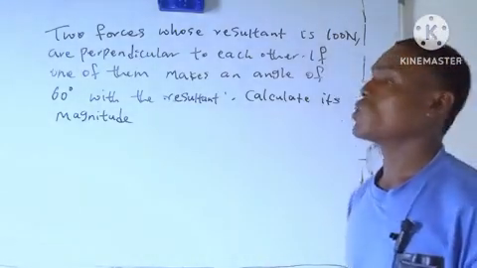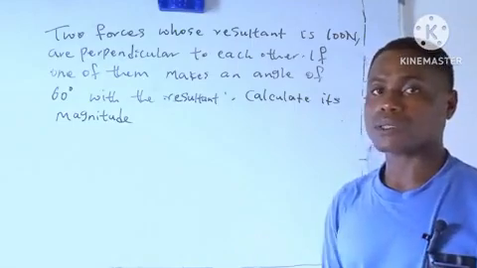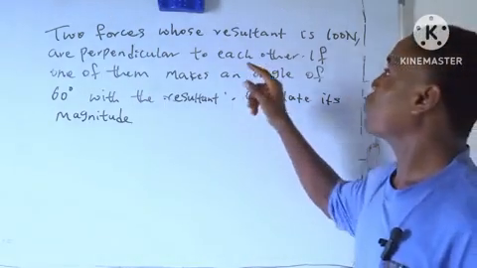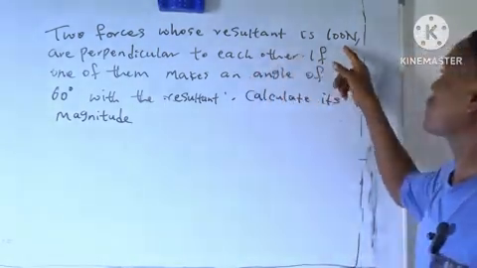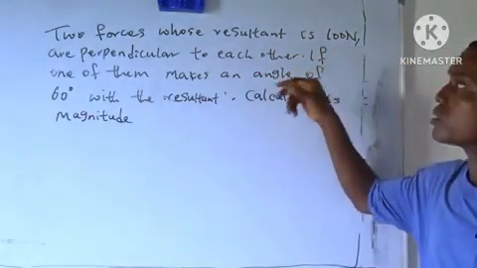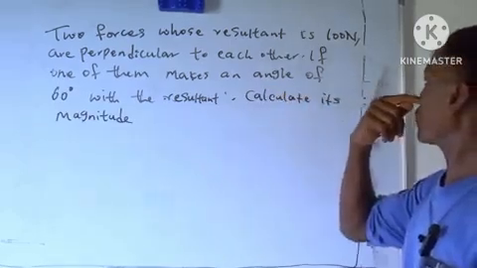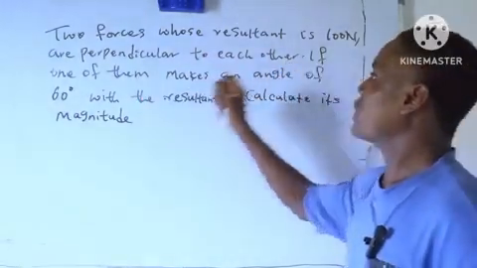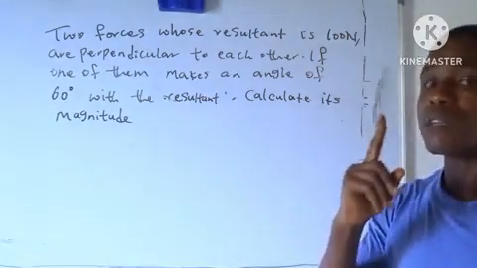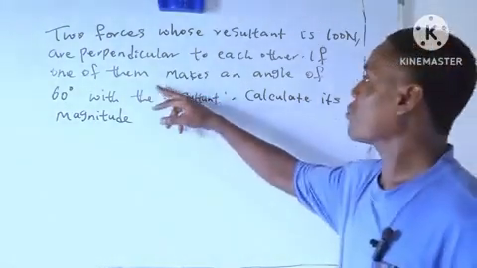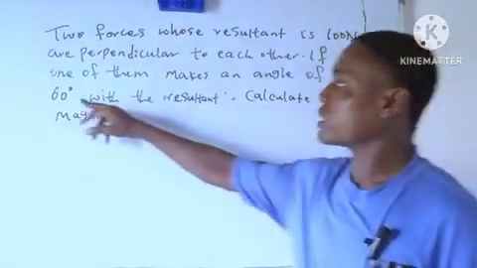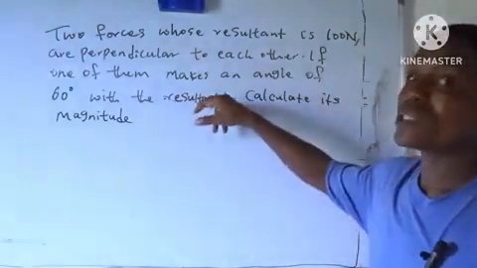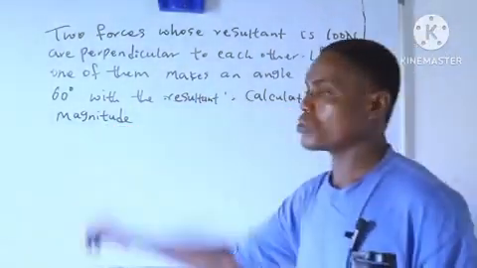This particular question is under scalars and vector quantities. Let's read the question. It said, two forces whose resultant is 100 Newton are perpendicular to each other. If one of the forces makes an angle of 60 degrees with the resultant, calculate its magnitude.